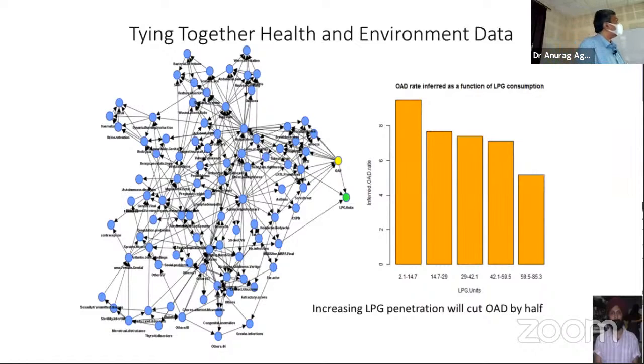So I can actually go from quintile 1 to quintile 5, increasing LPG penetration. This is around 64% penetration. And I can look at expected changes in obstructive airway diseases. So it went down from around 12% to around 6%.